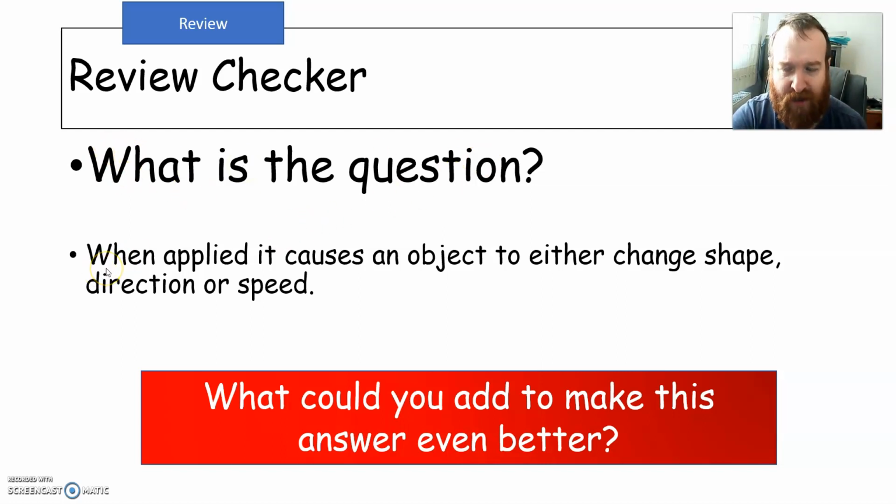The answer to that question that we don't know yet is, when applied, it causes an object to either change shape, direction, or speed. So what might be a question that would get this as an answer? Okay, what might it be? What might somebody have asked to get this as an answer? Okay, so I want you to have a think about that and try and jot down what you think that question could be.